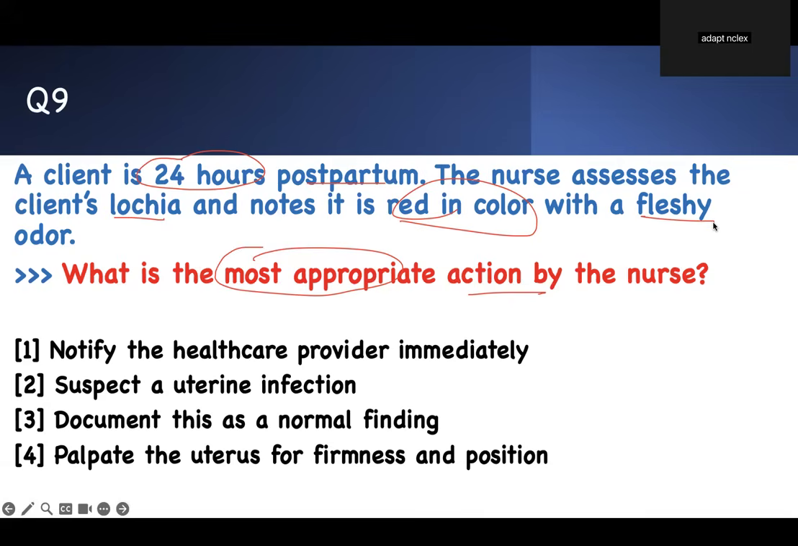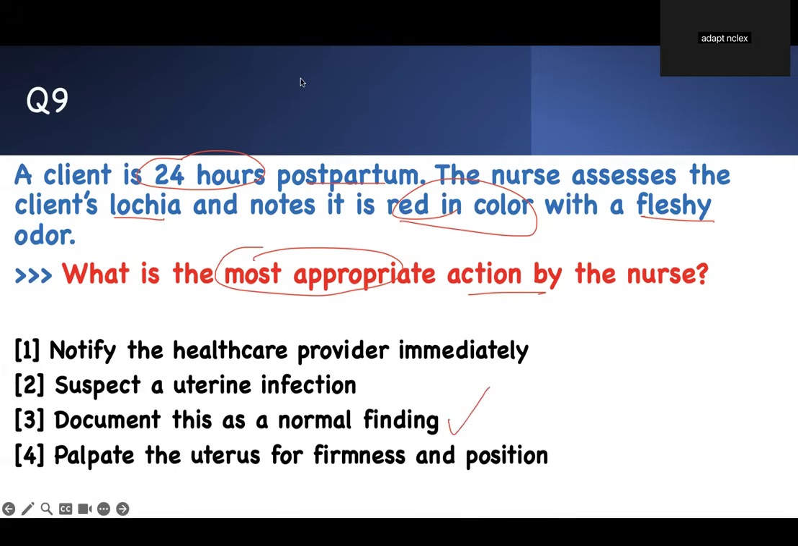24 hours, I see lochia. Is it good or bad? What kind of lochia? It's red and fleshy. That is an expected finding, right? You have lochia rubra, alba, right? You can have serosa lochia. All is based on time. At 24 hours, as you see, lochia rubra. That means red in color and fleshy in odor. Therefore, if it's normal, I'm not looking for anything. Document the finding and move on.